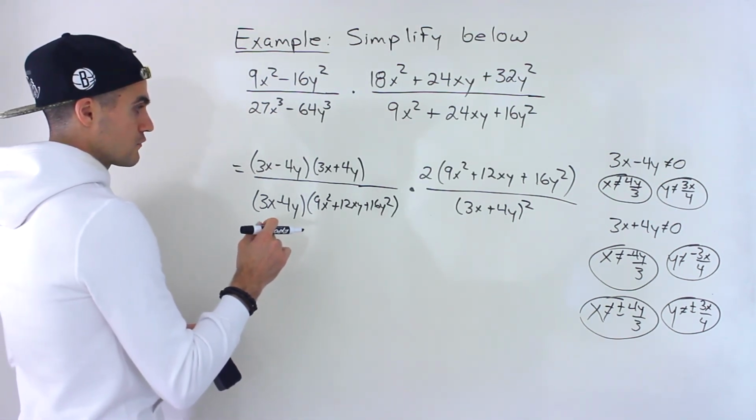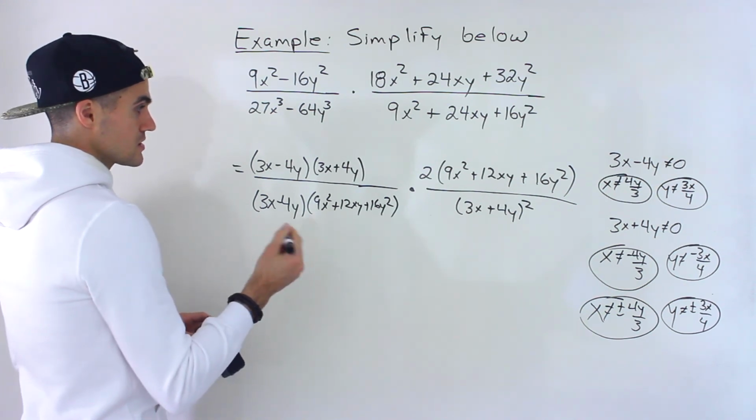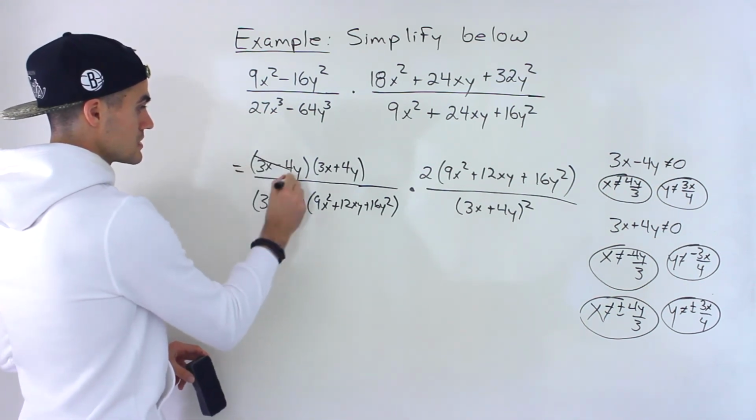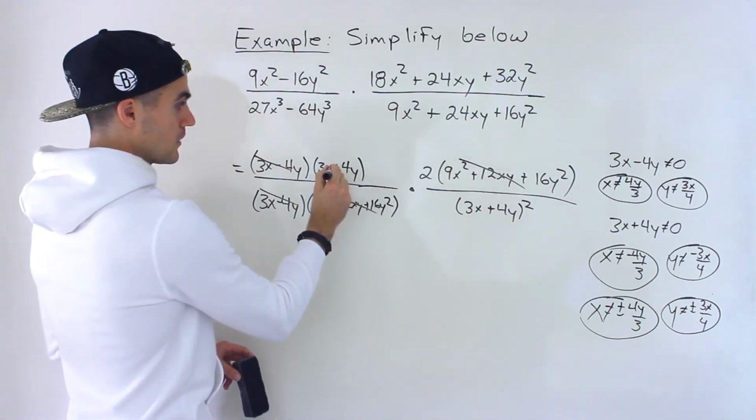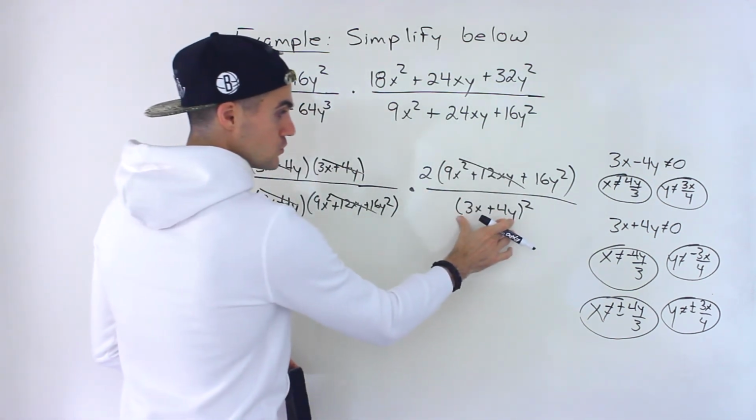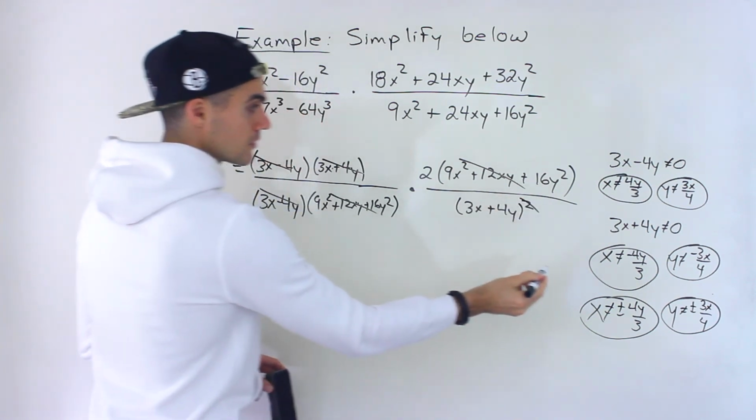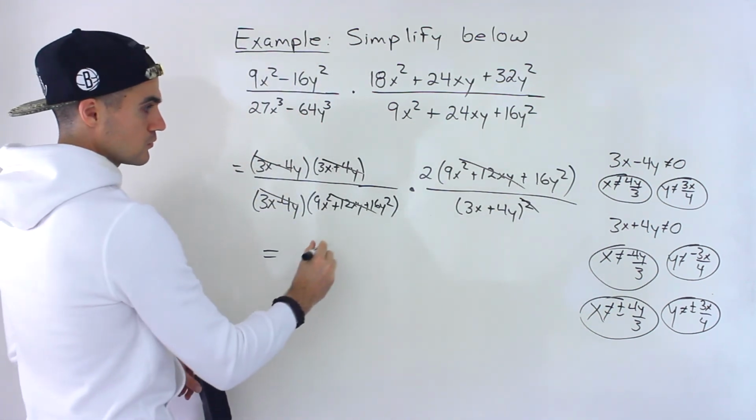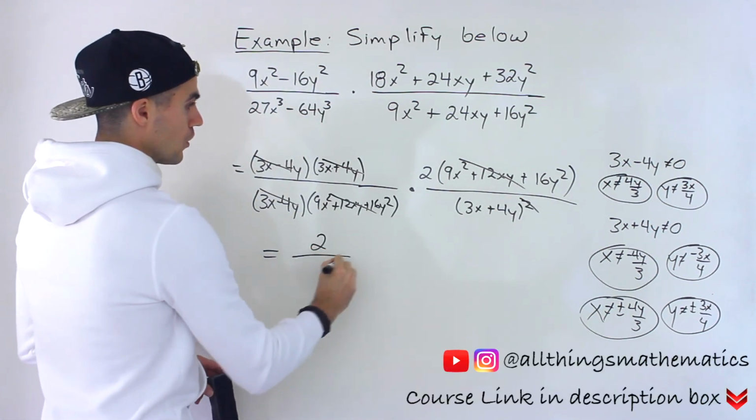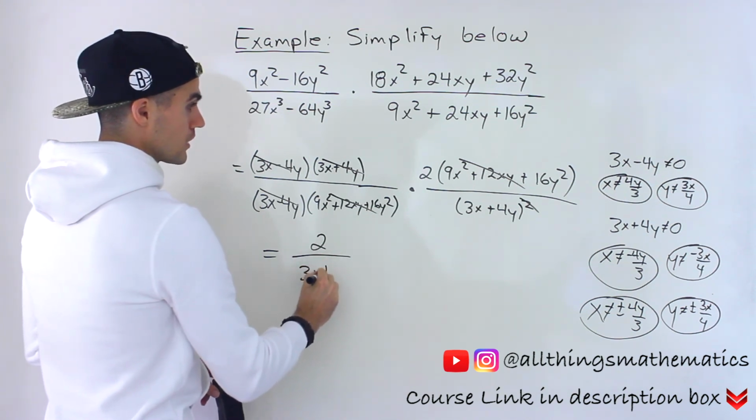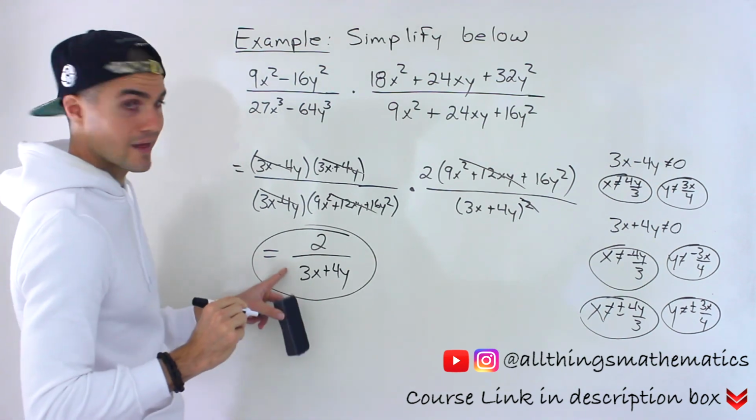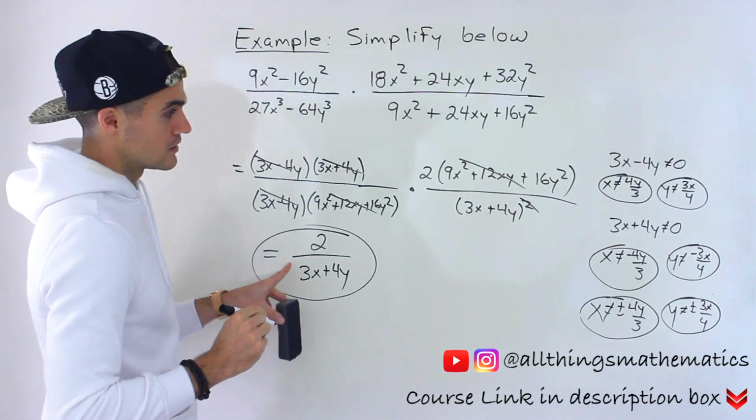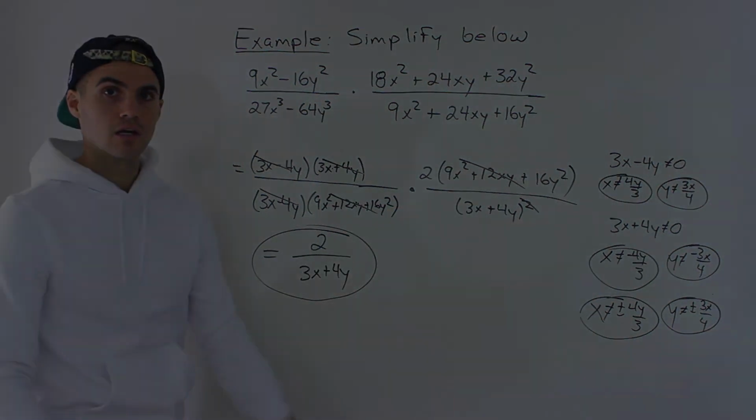And then from here, we just have to simplify, just cancel stuff out. Notice this and this cancel out, this and this cancel out. Then we have a 3x plus 4y, and two of them here, so one of them cancels out. What would we be left with? 2 over 3x plus 4y. That would be the final solution. That doesn't simplify any further. So that's the answer, and those are the restrictions.